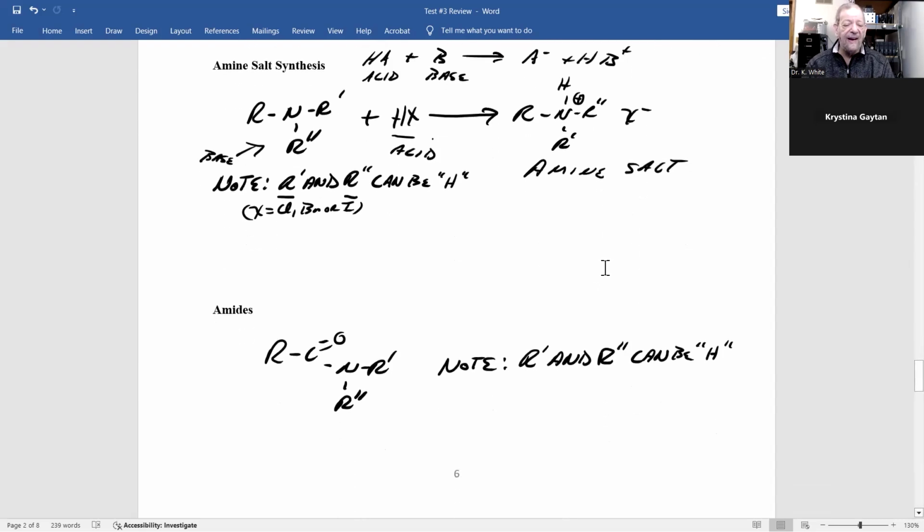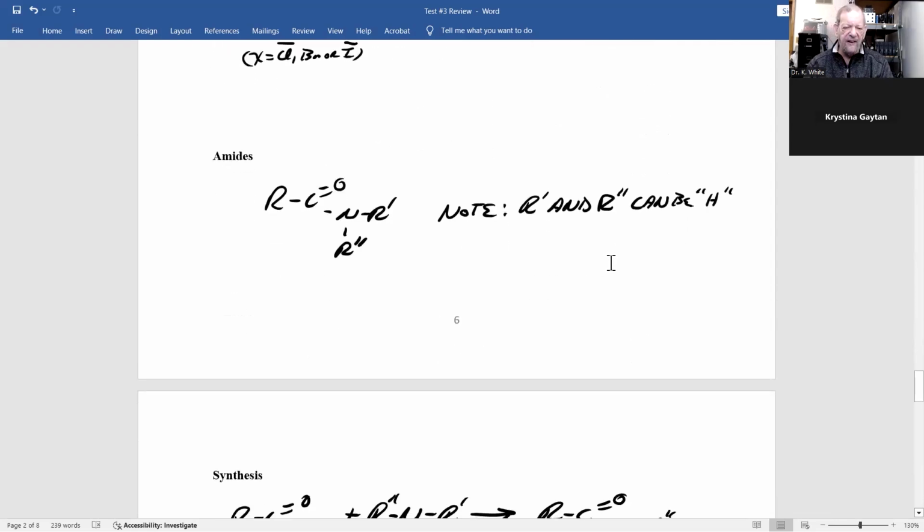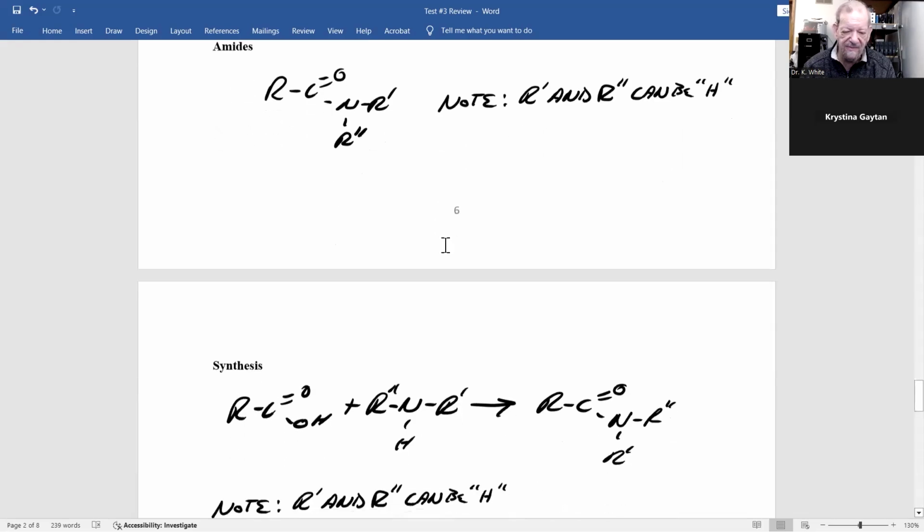All right, let's move on. A derivative of an amine is an amide. And an amide is a carbonyl, carbon double bond to oxygen, with an R group on the carbonyl. To the carbonyl carbon is the nitrogen. And on the nitrogen, you have R prime and R double prime. Again, this is where nitrogen has 3 bonds to it. But in amides, R prime and R double prime can be hydrogen. One or both or none. They could both be carbons, lots of them.